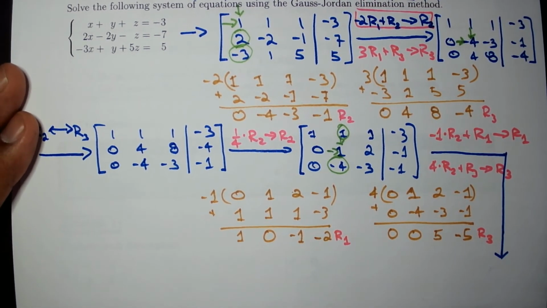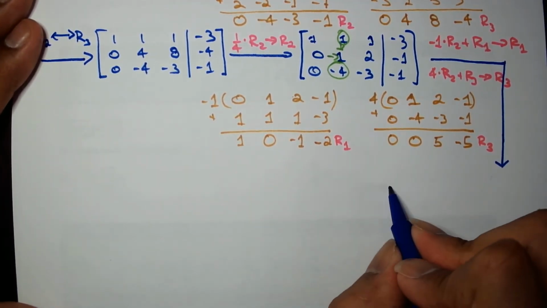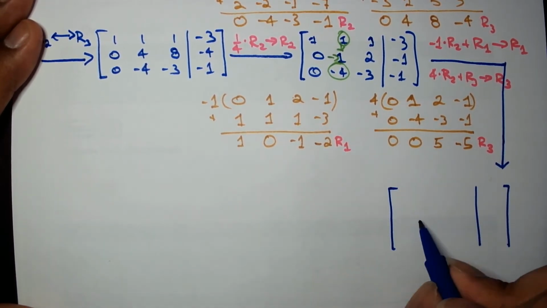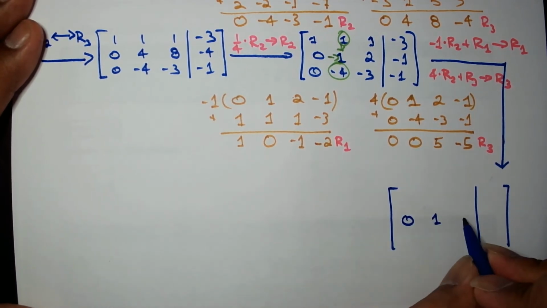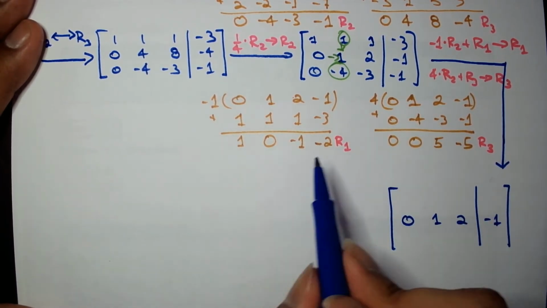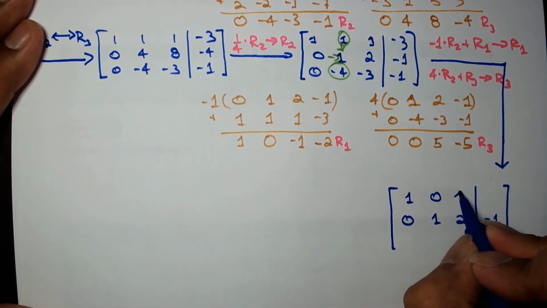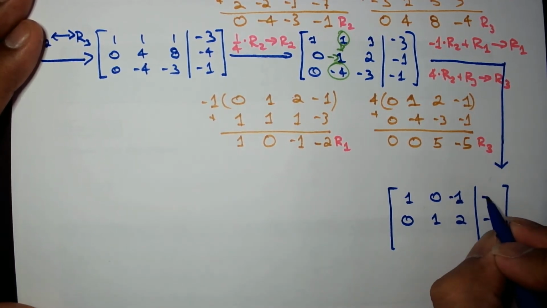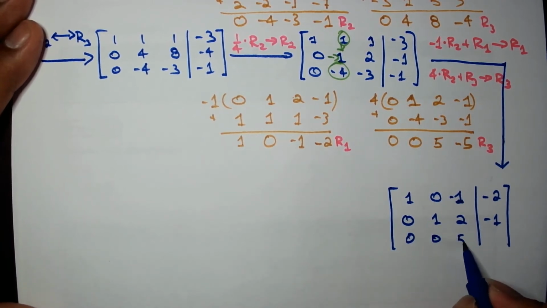So what are we going to do? We're going to write down a new matrix, in which the second row remains the same. And then the new row 1 is going to be this one: 1, 0, -1, and then -2. And then the third row equals 0, 0, 5, -5.